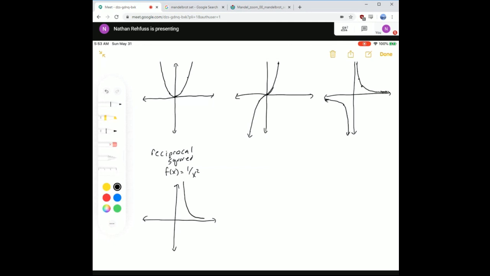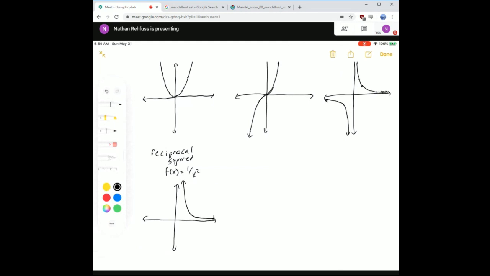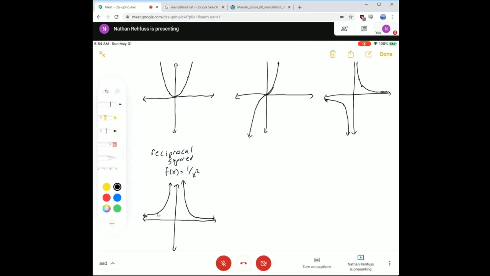On the left-hand side, we're going to take all these values, and these are just the same as these values, but with a minus sign. But when you square them, the minus sign goes away. So for example, if x is -2, I get 1/4. If x is -1/2, I get 4. So that's the reciprocal squared function.